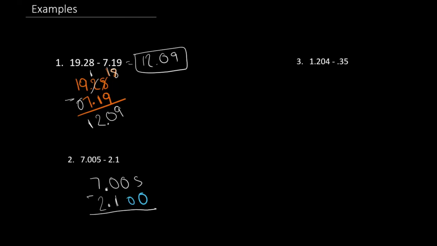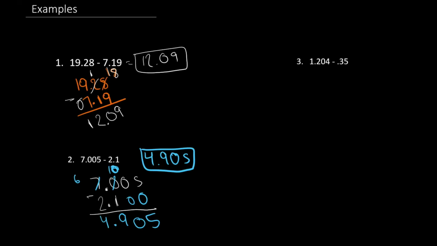Now just subtract. 5 minus 0 is 5. 0 minus 0 is 0. We can't take 1 from 0, so we have to borrow. This will turn into 10, and this will be 6. What is 10 minus 1? Well, 10 minus 1 is 9. And 6 minus 2 is 4. Now place the decimal point right under the other 2 decimal points. So our answer for the second question is 4.905.